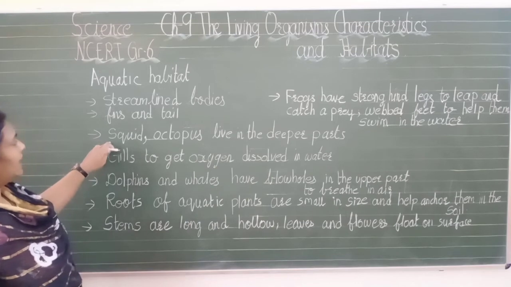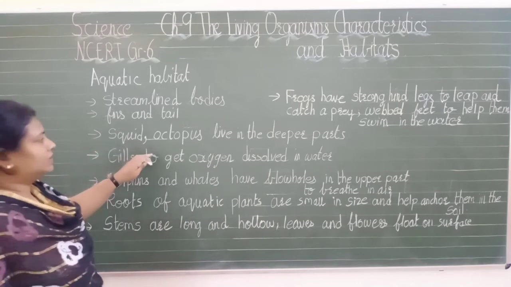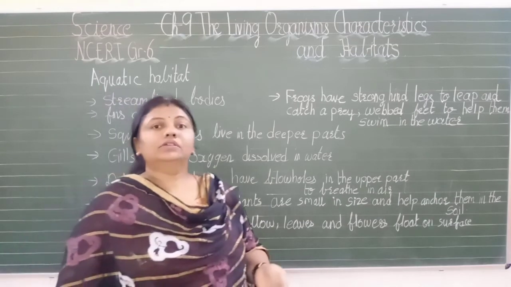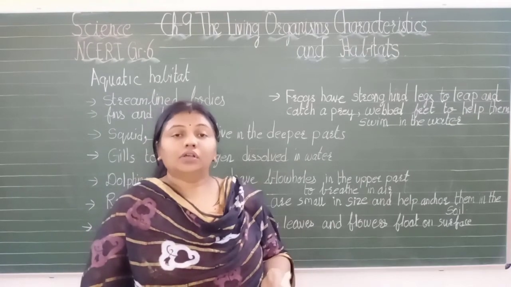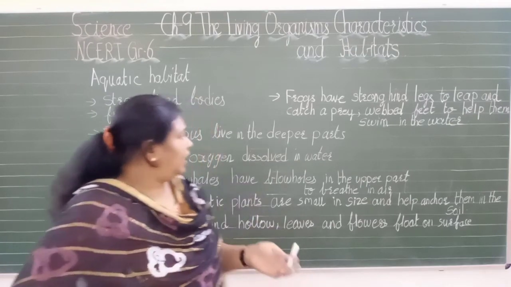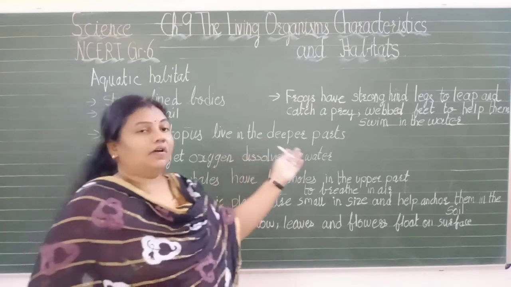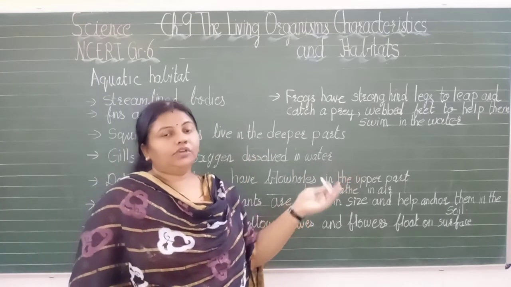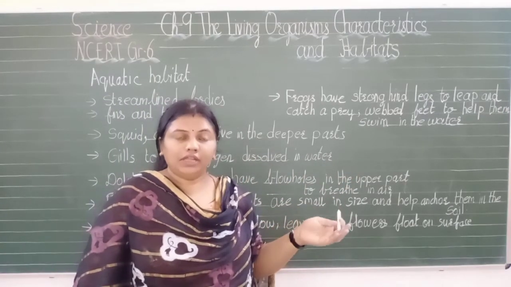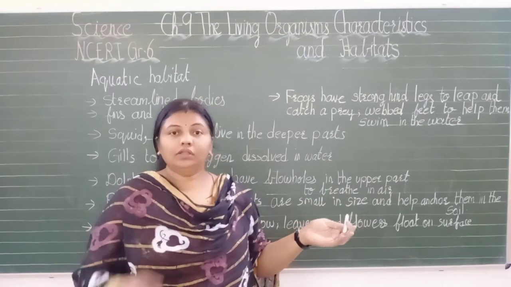Certain creatures like squid and octopus don't have streamlined features. How do they survive? They live in the deeper parts of the ocean. They don't have to move much. They live in the deeper part of the ocean.